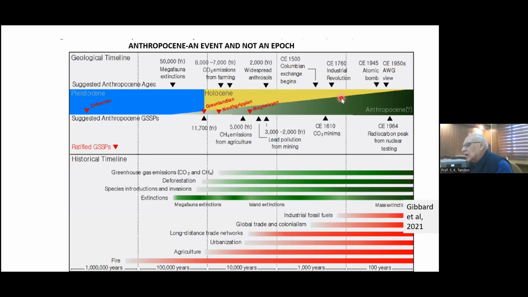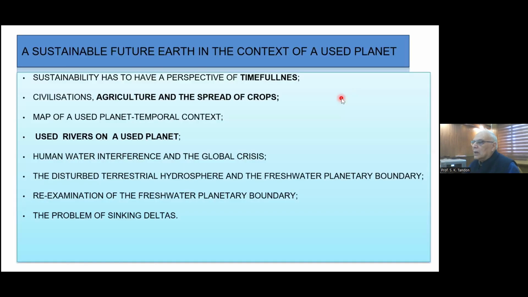Now, this is a complex chart, and I will not go into the details, but this proposal is by Gibbard et al. Now that we have understood the kind of debate around time, I want to move on to talking about the issue of sustainability.